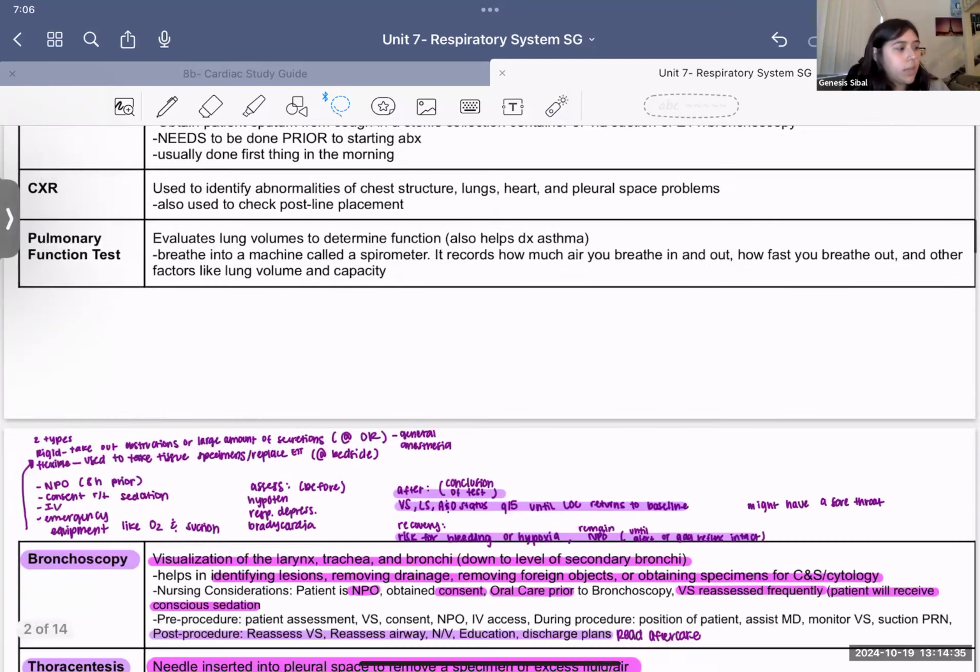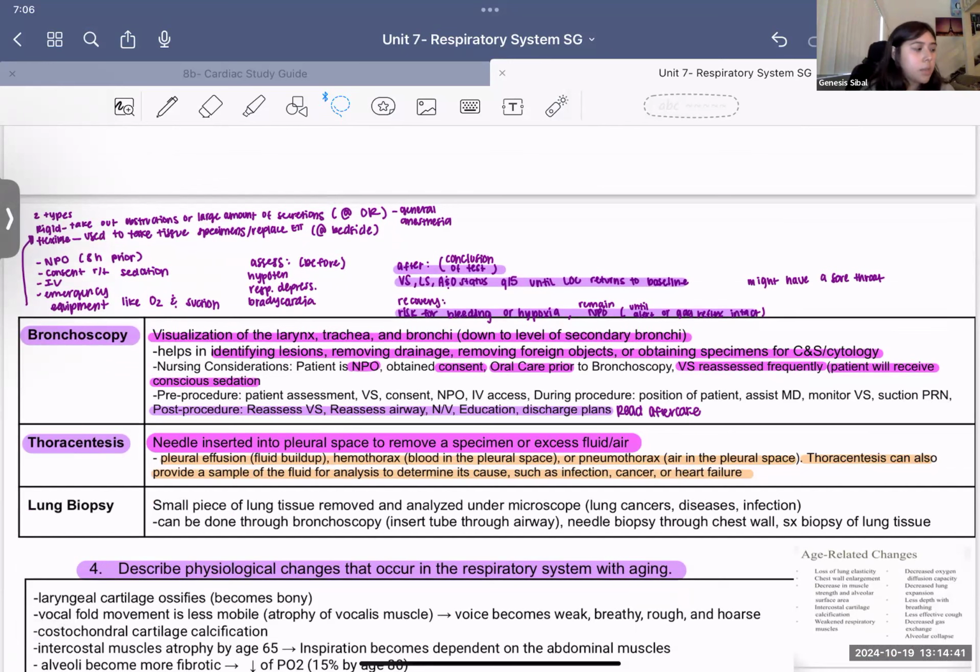I think the only thing, and I don't know if I talked about it last time, is bronchoscopy. You have two different types, a rigid and a flexible, and you don't really have to know that. But NPO 8 hours before, consent related to the sedation we're giving them, IV access always, and emergency equipment if they need O2 or suction just in case. And then you want to assess beforehand, are they having low BP? Are they already in respiratory distress, or are they having a low heart rate? After you're done with the test, you want to check vital signs, lung sounds, and ANO status every 15 minutes until they're basically at their baseline.